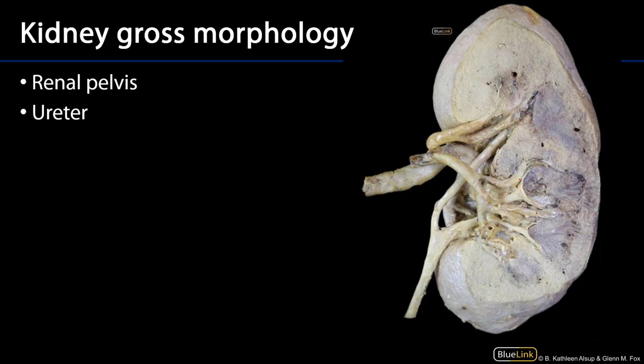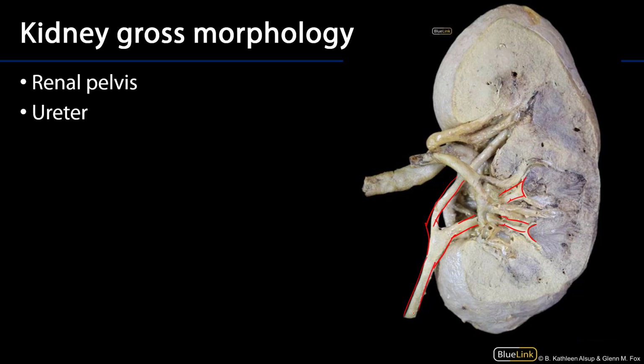As you recall, minor calyces surround renal papillae. That's where urine is unambiguously formed from filtrate at the end. And then minor calyces coalesce into major calyces, which we can see here. And the major calyces coalesce into the renal pelvis, which is contiguous with the ureter.